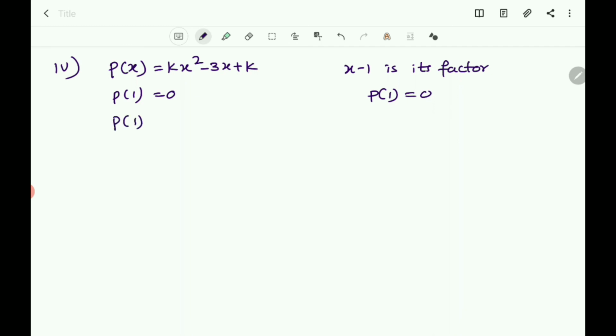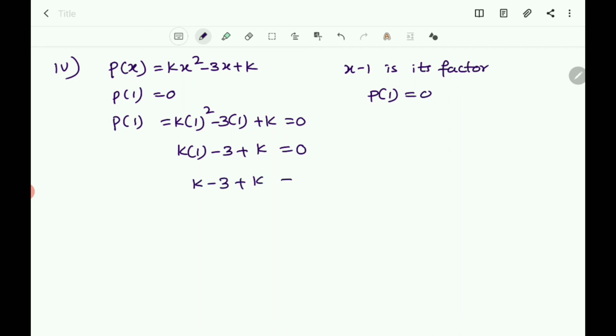So P of 1 is equal to what? K into 1 square minus 3 into 1 plus k must be equal to 0. So it is k into 1 minus 3 plus k is equal to 0. So k minus 3 plus k is equal to 0. So k plus k, that is 2k minus 3, is equal to 0. Then you transfer, 2k is equal to 3. 0 plus 3 is 3 and k is equal to 3 by 2. What is the value of k here? Value of k is 3 by 2.